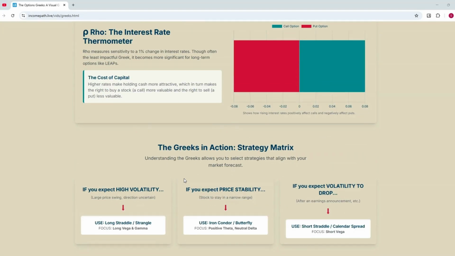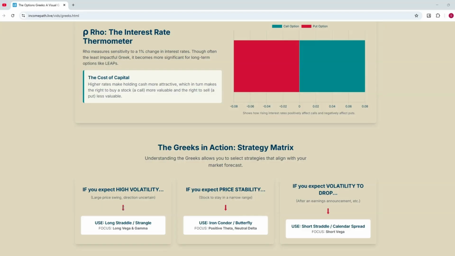Okay, so in terms of the actual strategy matrix, if you're expecting high volatility, i.e. large price swings and direction uncertainty, you're going to focus on the Vega and the Gamma. We will talk a little bit about strategies that could be applied to options if people are interested. I'm not sure they will be. It might be a bit of a stretch too far right now. But depending on that, you might use option strategies like a long straddle or strangle.